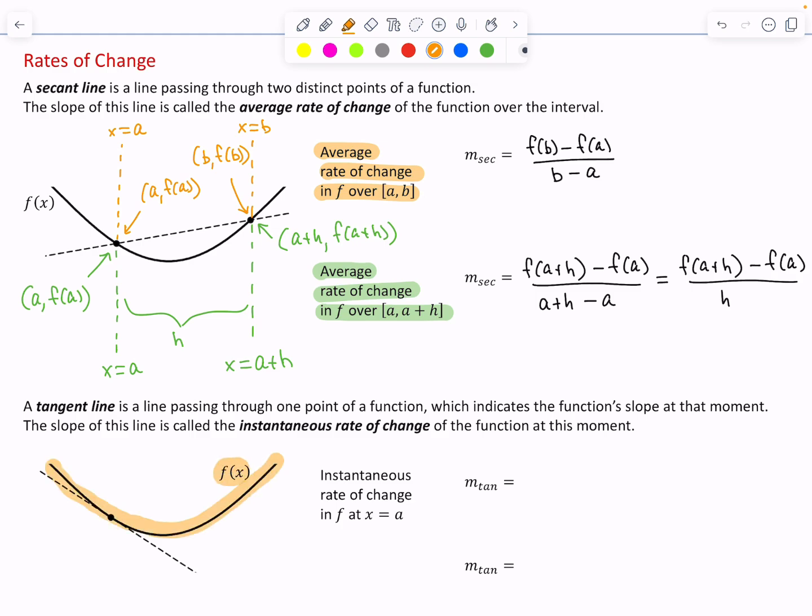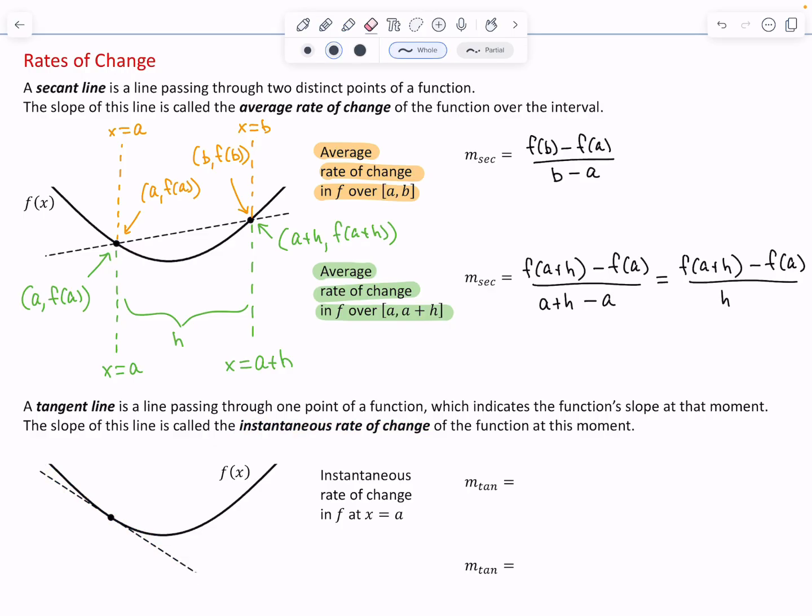So once again, we have some function and its graph. We have a singular point on the function, and the line that we say is tangent to the function. It's passing through that point, and it indicates how steep the graph is at that one point. And the slope of that line is called the instantaneous rate of change at that point.